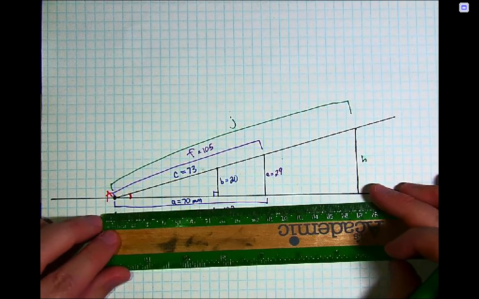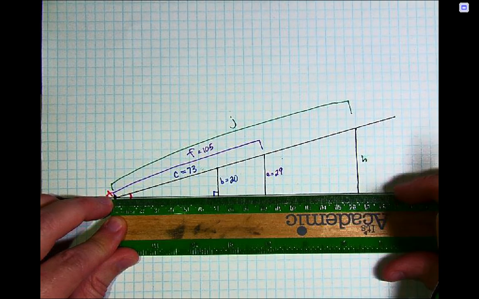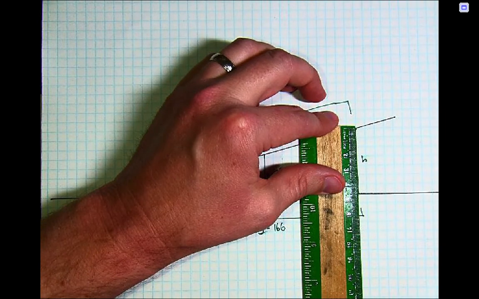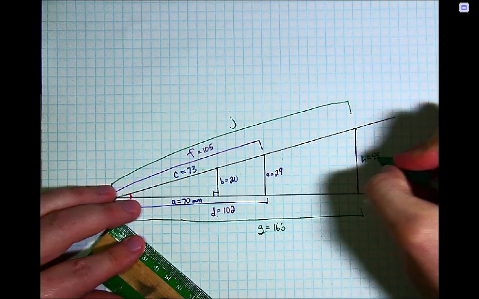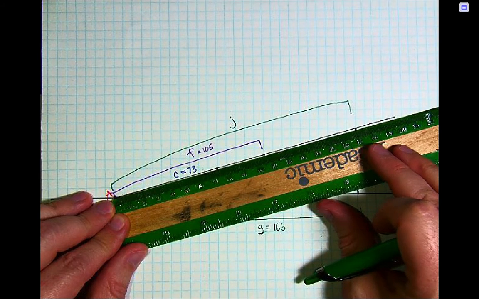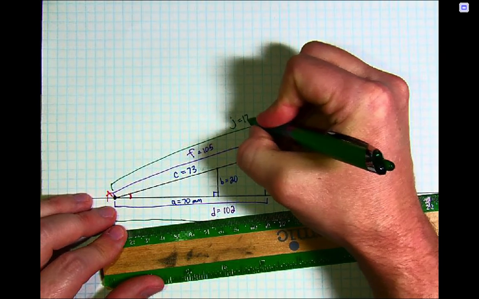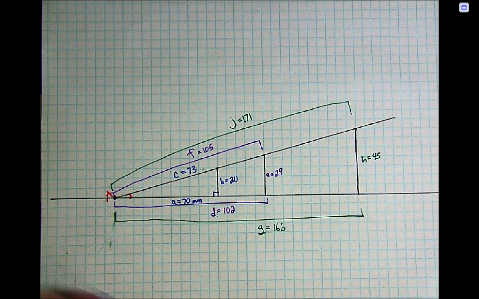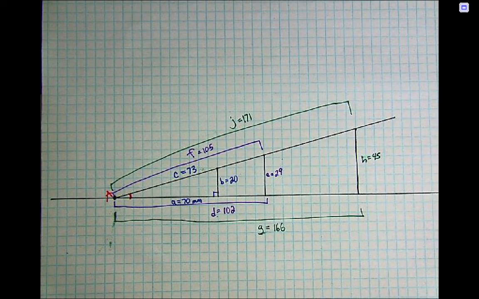All right, G, this big old bottom leg on here, it looks like 166 millimeters. H is 45 millimeters. And finally, my last measurement, this big hypotenuse, J, is about 171 millimeters. Okay, so I've got 9 different numbers here, right? 3, 3, and 3. 3 blue numbers, 3 purple numbers, and 3 green numbers here, if you squint.